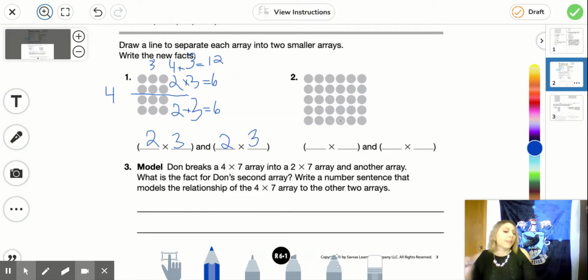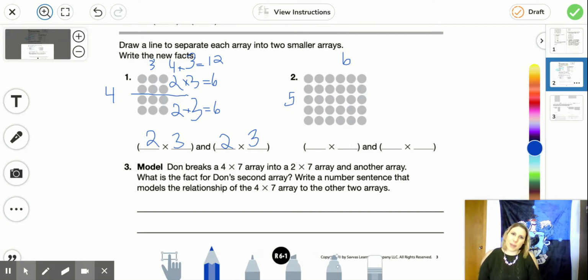Okay. Now, number 2 is a little bit harder. It's a bigger array. So I'm going to count how many rows I have. 1, 2, 3, 4, 5 rows. Each of these rows has 1, 2, 3, 4, 5, 6. I really like 5s. 5s are my favorite because I can skip count by 5s all day, right? We've learned how to skip count by 5s.